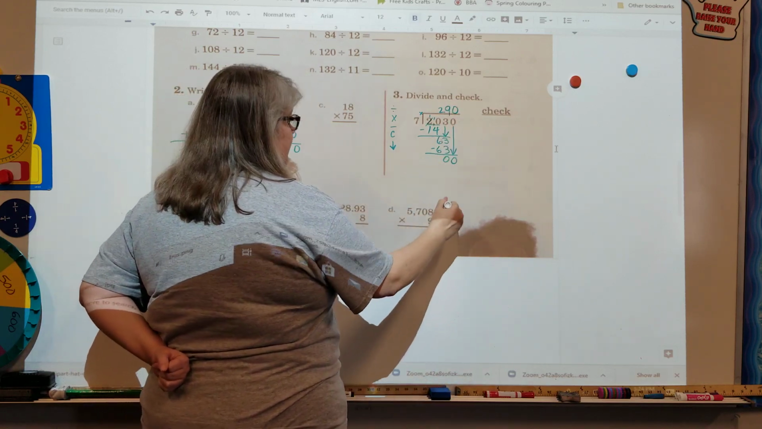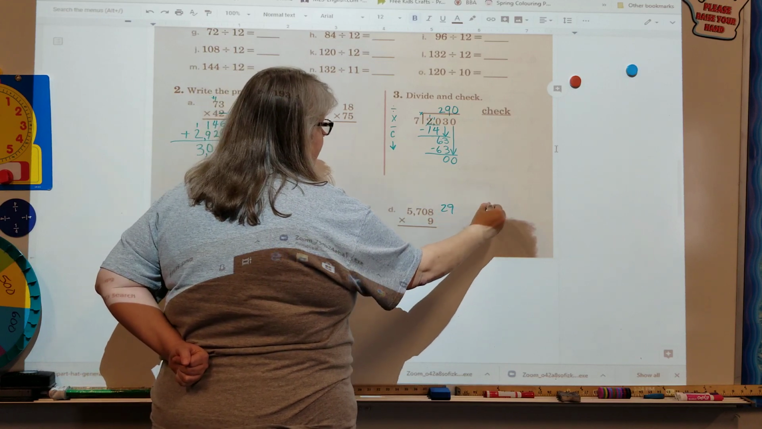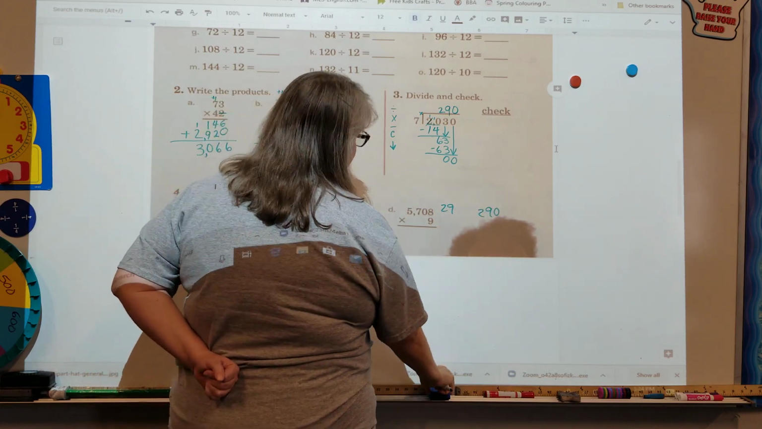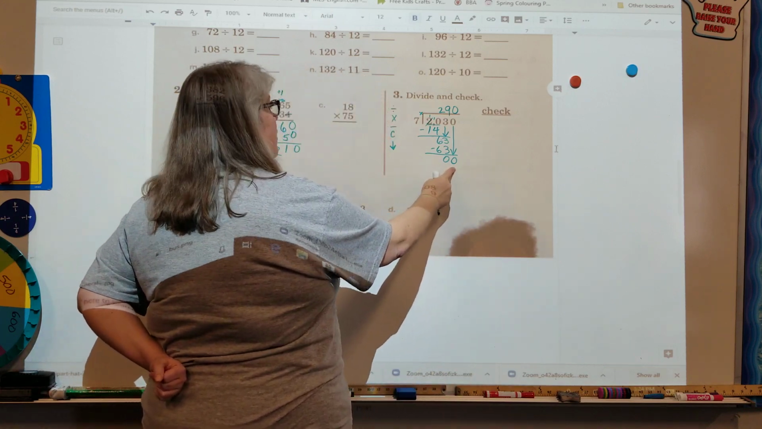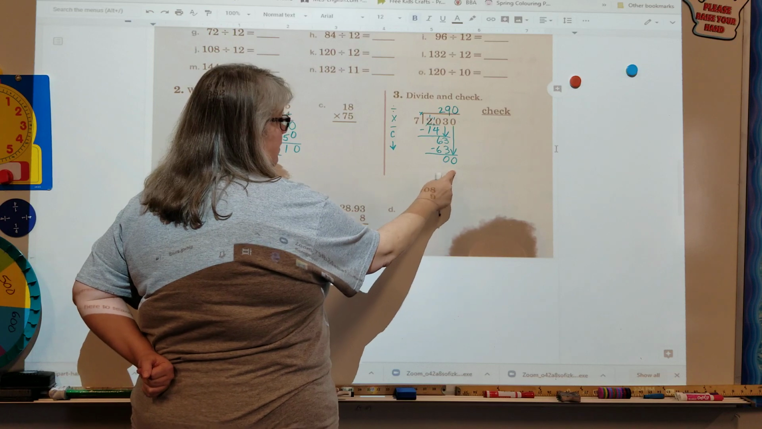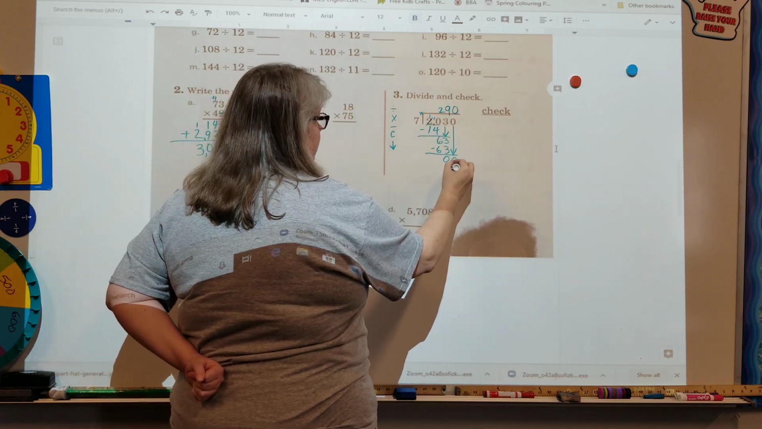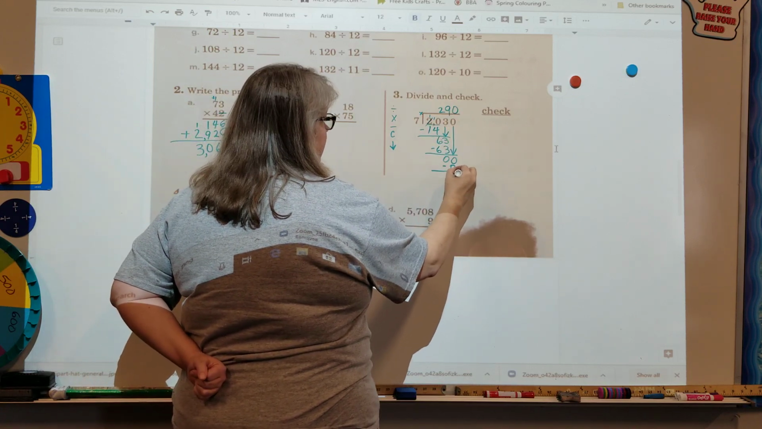There's a big difference between 29 and 290. So you have to have that 0. That 0 there is very important. Anytime you bring down, you must divide. So let's multiply: 0 times 7 is 0. And there's none left over.